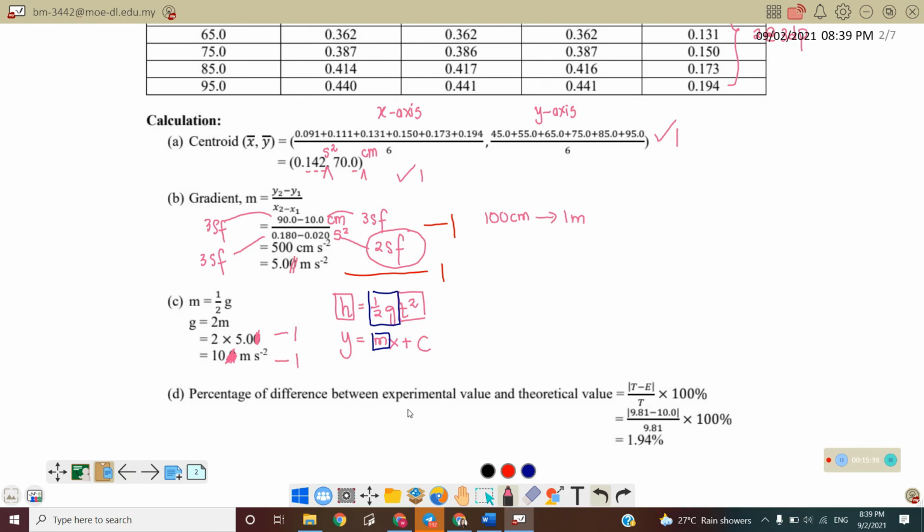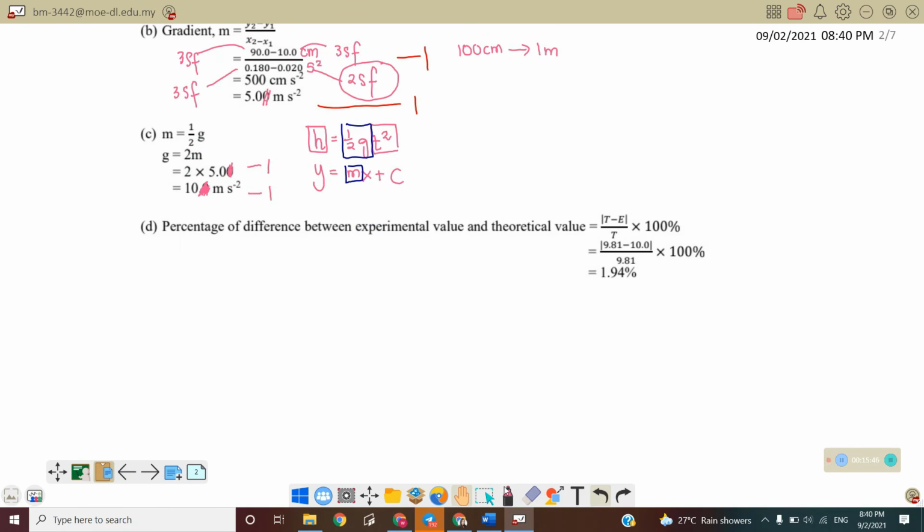Next is the percentage of difference between the experimental value and the theoretical value. After we obtain the value of g, the acceleration due to gravity, we must compare the difference between the experimental value and the theoretical value. As we know, the theoretical value is 9.81. So we take theory minus experimental value with modulus, because we only want the difference, over theory times 100%.